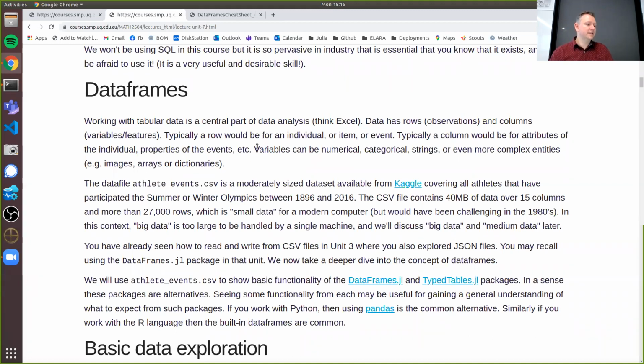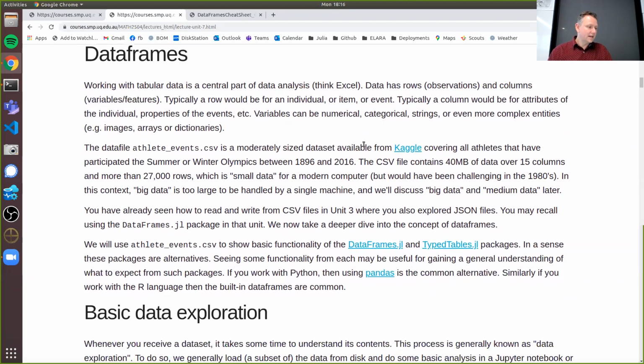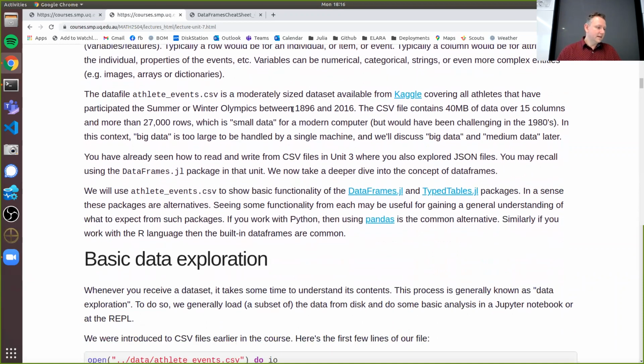So a typical row in a data frame is an item or an event or an individual. The different columns, every item in a column will tend to have the same data type. Like the name column will always be strings. The age column will always be a number, and so on and so forth. The date of birth column will always be a date.